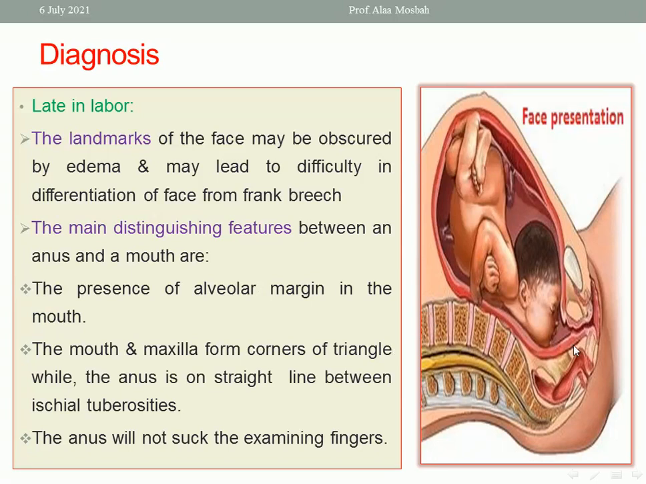While in face presentation, I also have 3 bones, the two maxillary bones and the chin, okay? And the opening is the mouth, and if the finger is introduced inside the mouth, there may be suckling, okay? So these bones form the corners of a triangle, while in frank breech, the two ischial tuberosities and the sacrum are in the same straight line with the anus, okay?